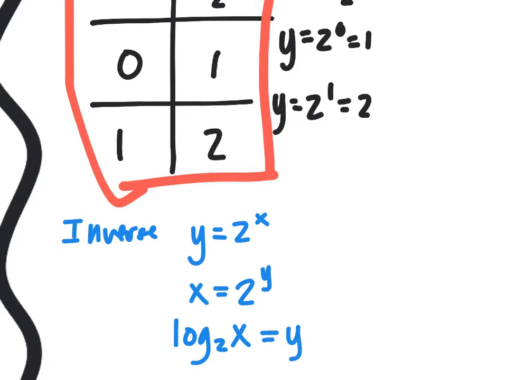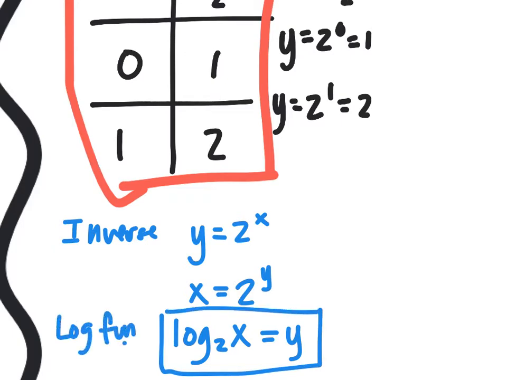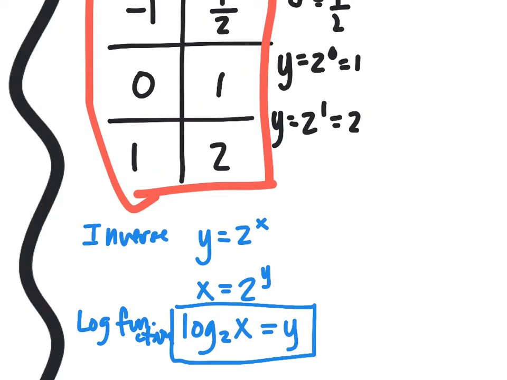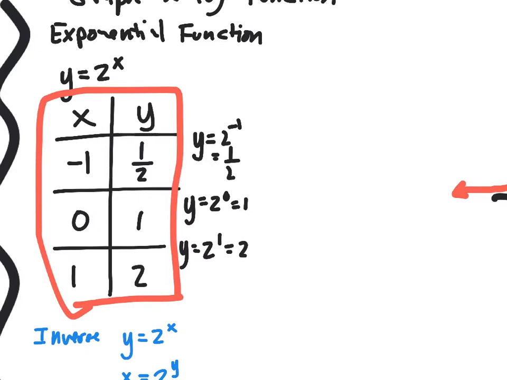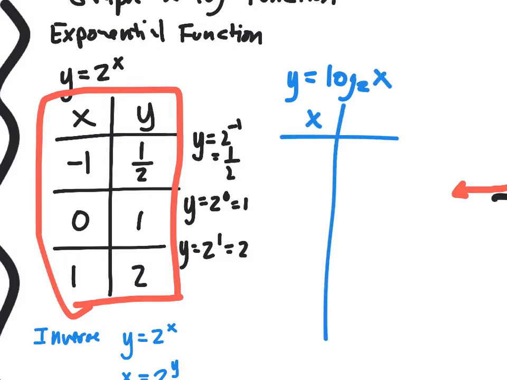Now, this is my new function. This is my log function. In order for me to obtain the points on this log function, remember, from this step to this step, I switched x and y. So to get the points of my log function, which I'll write over here as y equals log base 2 of x, I need to create a column for x and a column for y. Now remember what I did.